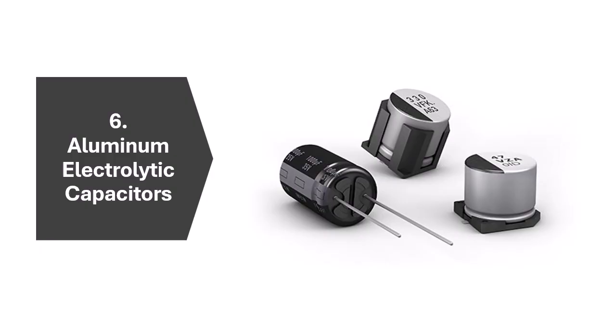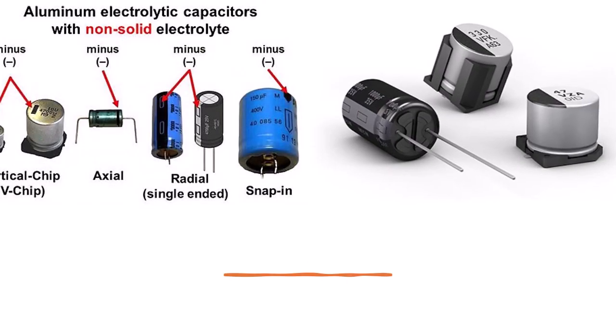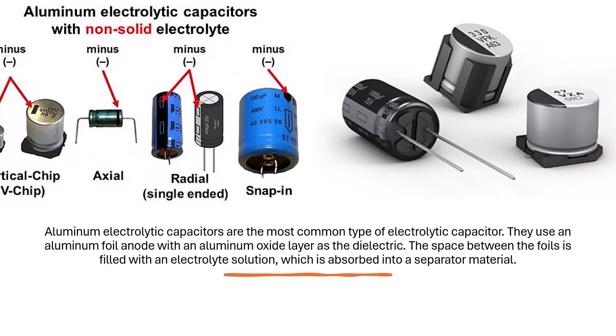6. Aluminum electrolytic capacitors. Aluminum electrolytic capacitors are the most common type of electrolytic capacitor. They use an aluminum foil anode with an aluminum oxide layer as the dielectric. The space between the foils is filled with an electrolyte solution, which is absorbed into a separator material.